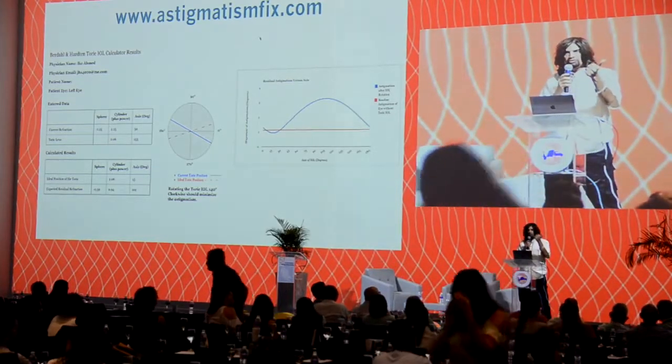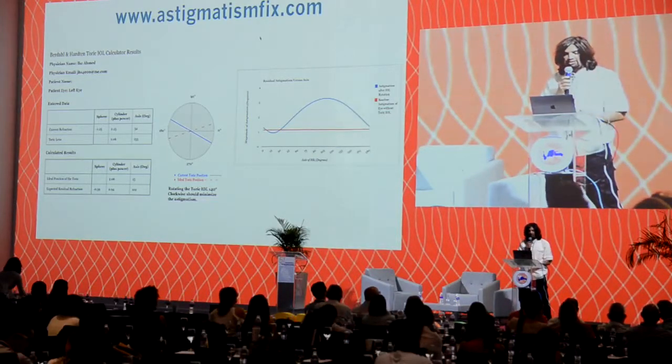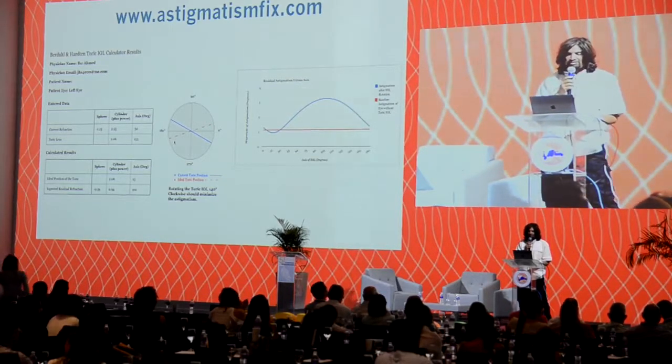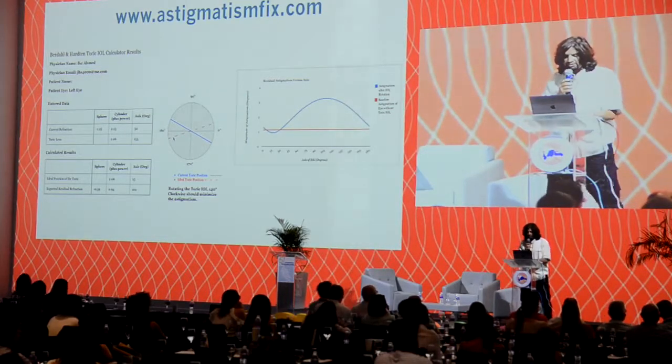What toric lens did we use, and what's the refraction, and what degree the lens is at. And by doing this, it tells us, okay, let's rotate the lens from where it is right now, 155 degrees to 15 degrees.